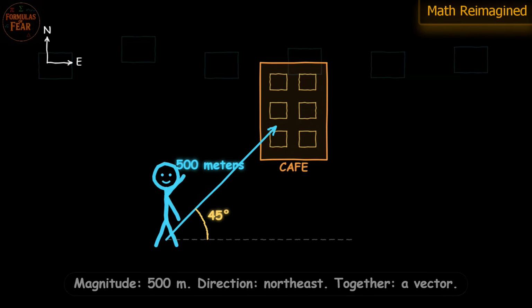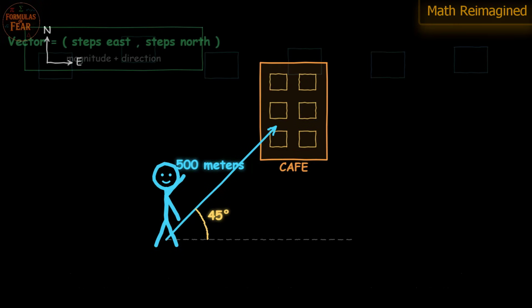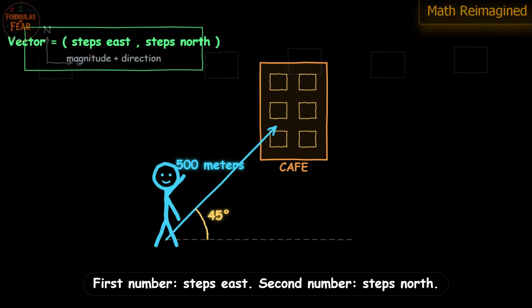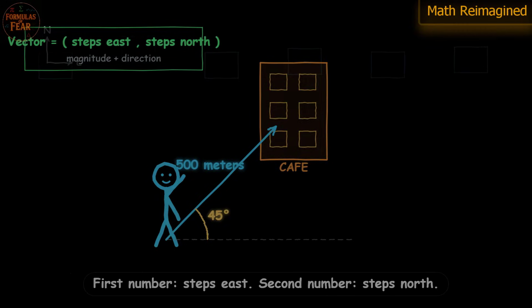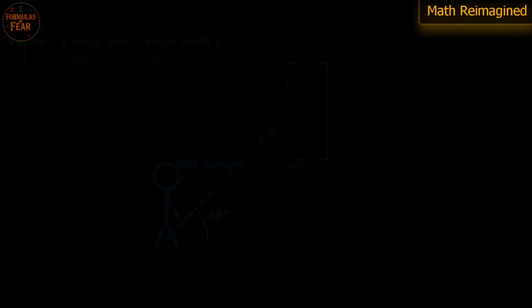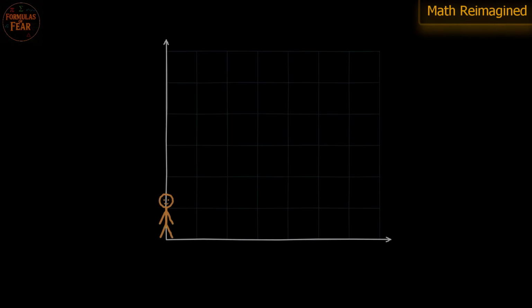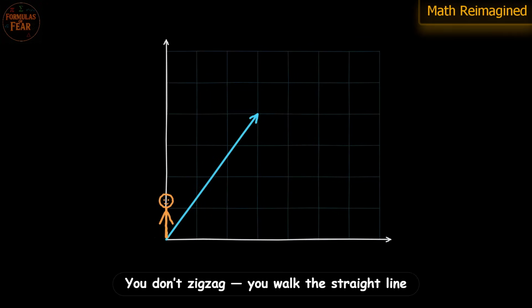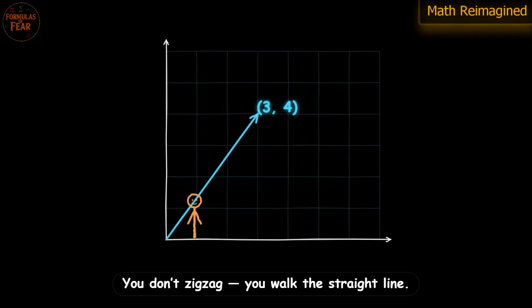If you were to write it mathematically, it would look like this: two parentheses with two numbers inside. The first number tells you how many steps do you walk east, and the second number, how many steps do you walk north. But here comes the beautiful surprise. You didn't walk 3 steps to the right and then 4 steps up in a zigzag pattern. You covered the distance in a straight line.